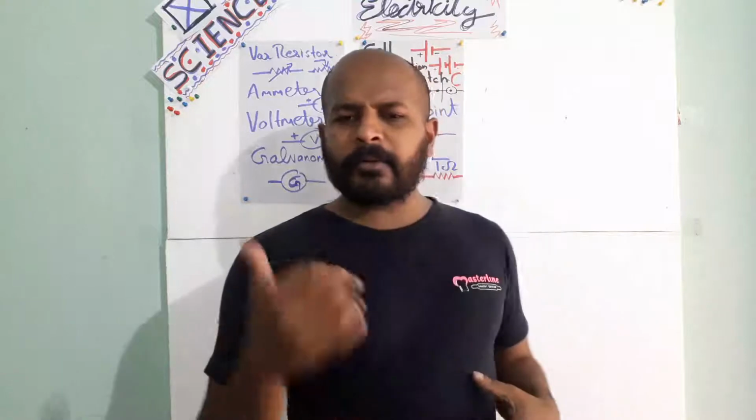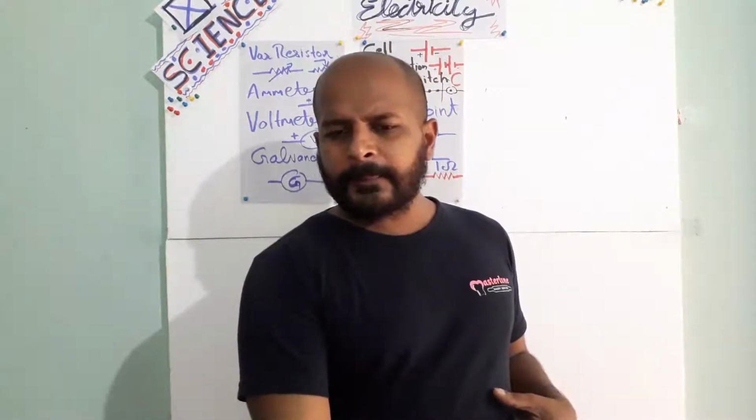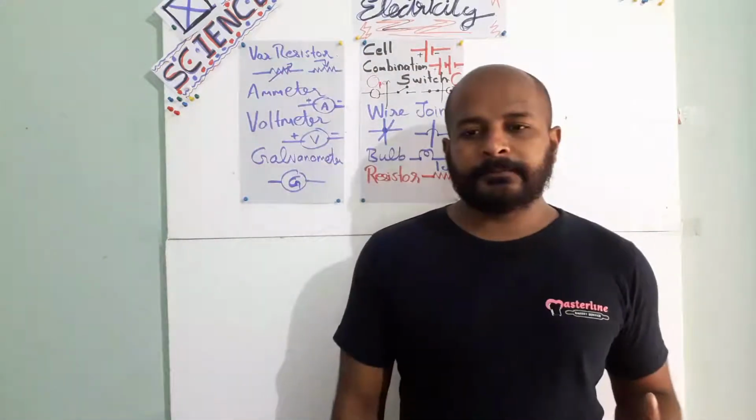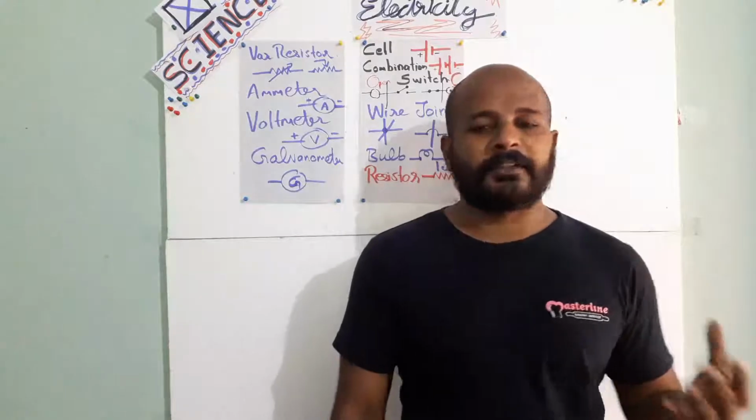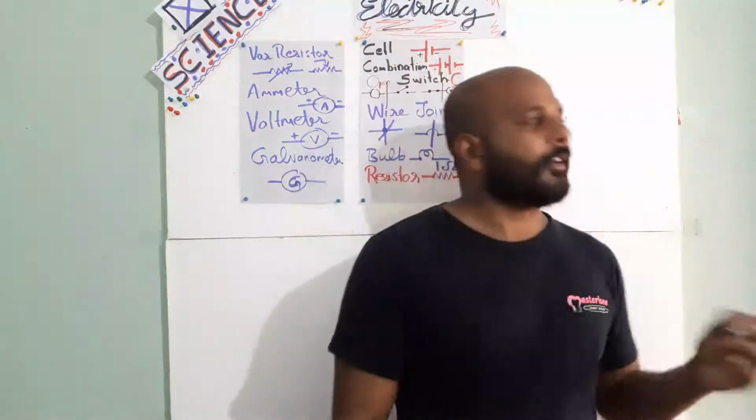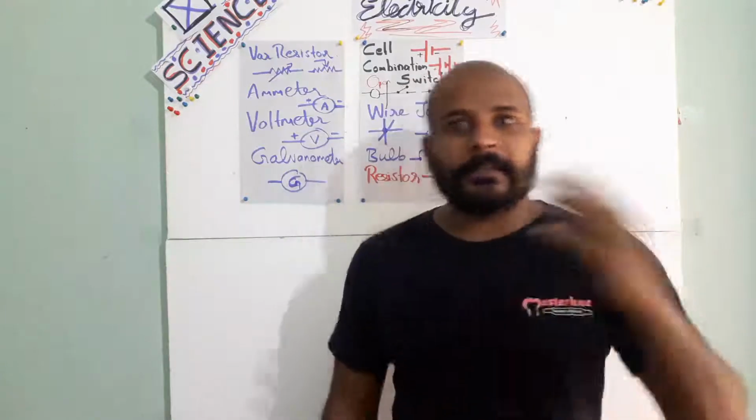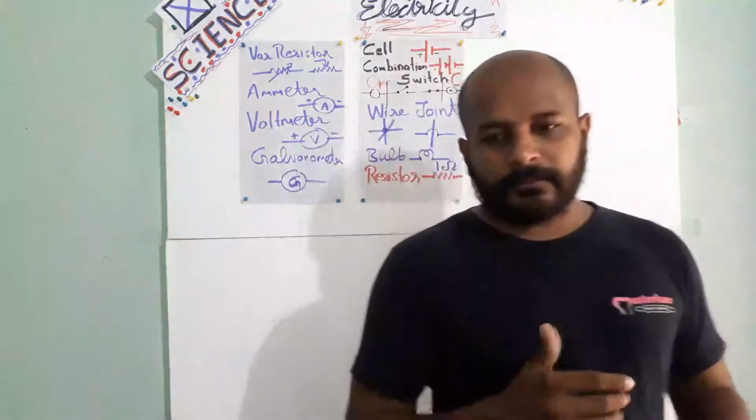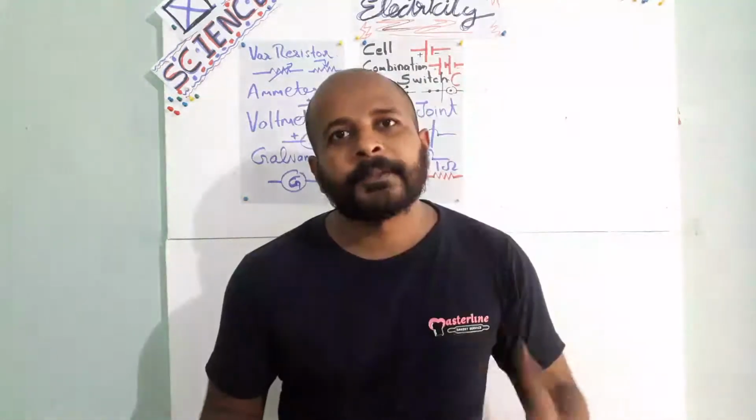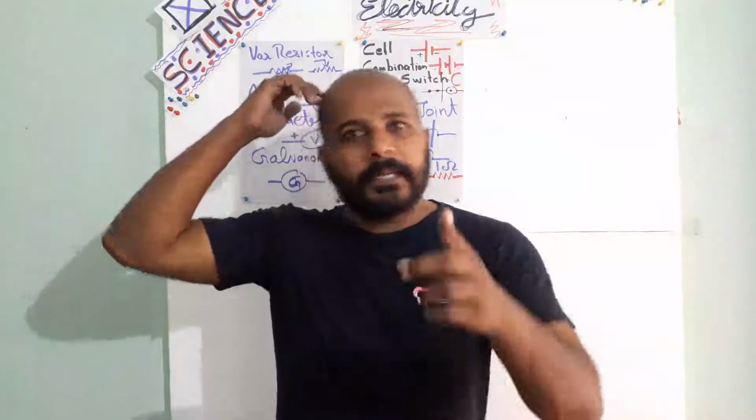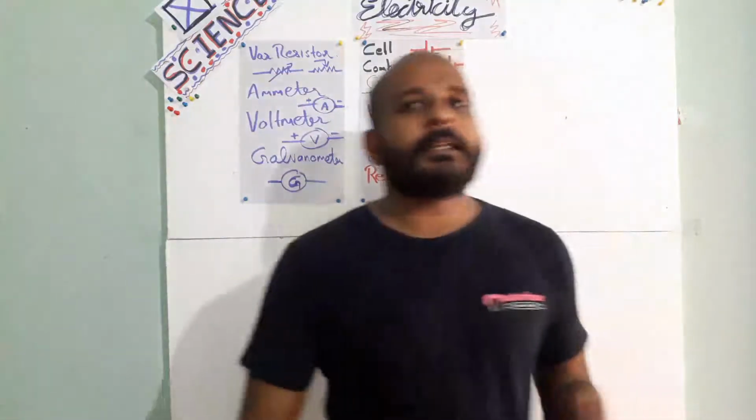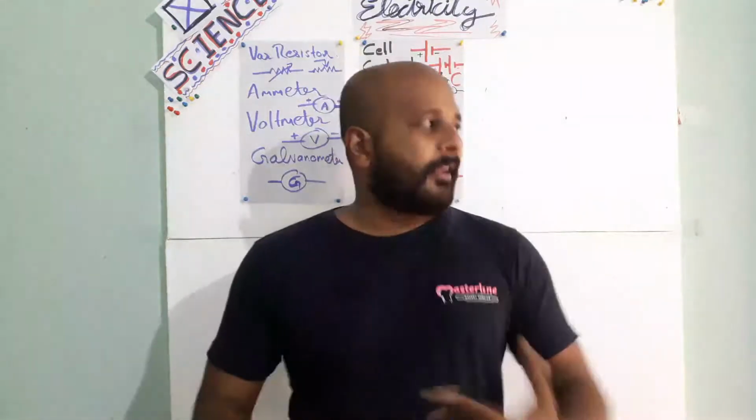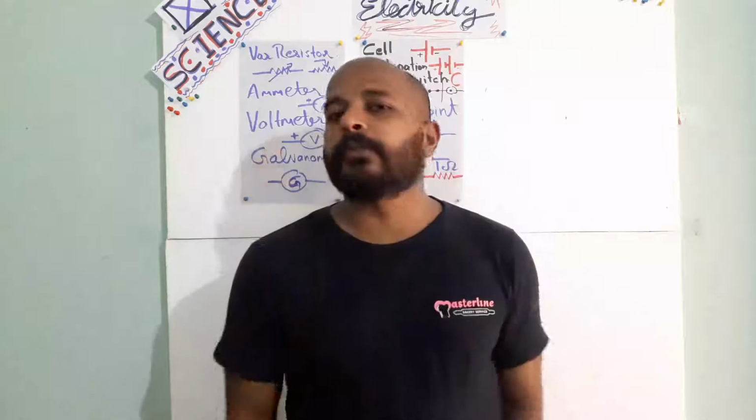In that chart I have included some extra things also. 1 millimeter is equal to how many meters? 1 millimeter is equal to 10 raised to minus 3 meters. That calculation you also need to study. Milli means divide by 1000, and micro means divide by 1 lakh. Milli and micro sometimes it will ask, mostly milli. If I just tell it like this you won't understand, so just go through that chart.